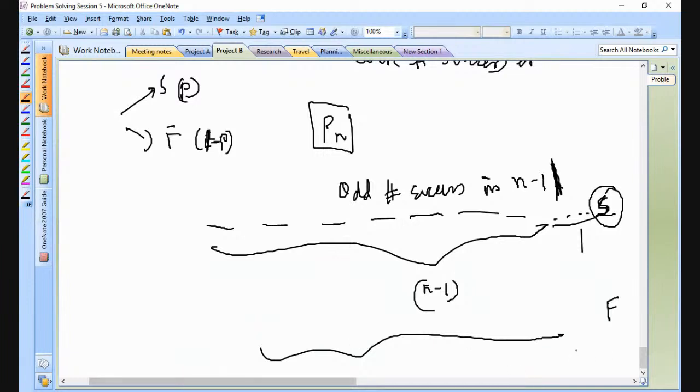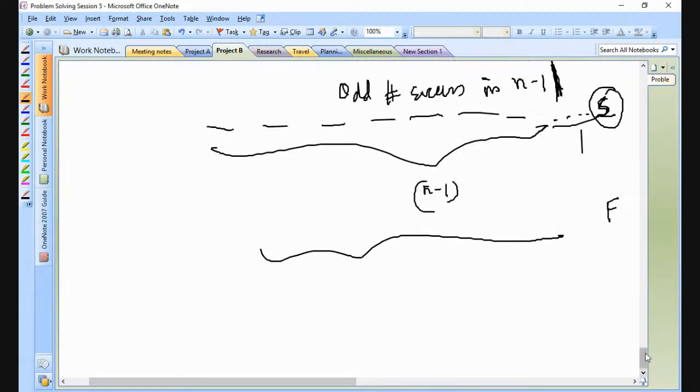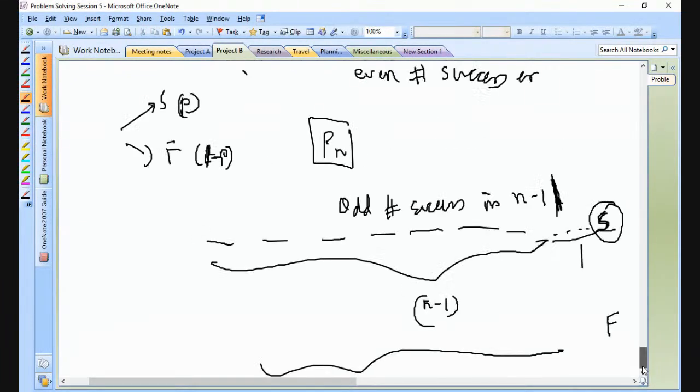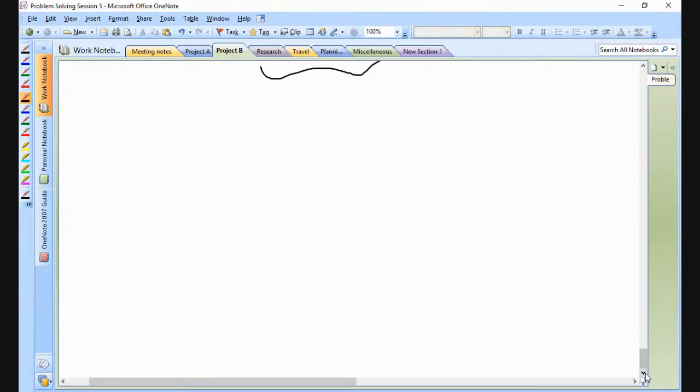No, I'm asking about the even number. It's asking that out of the same tosses, what is the probability that an even number of successes will be there? So if the last one is success, then the probability that an even number of successes will be there is the same as the probability of odd number of successes in n minus 1, right? Understand this?